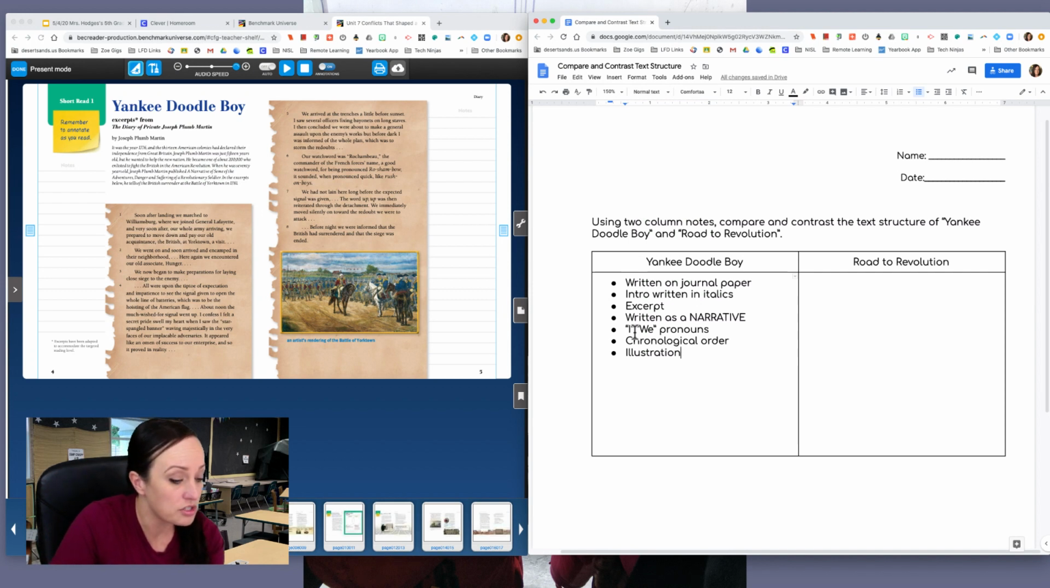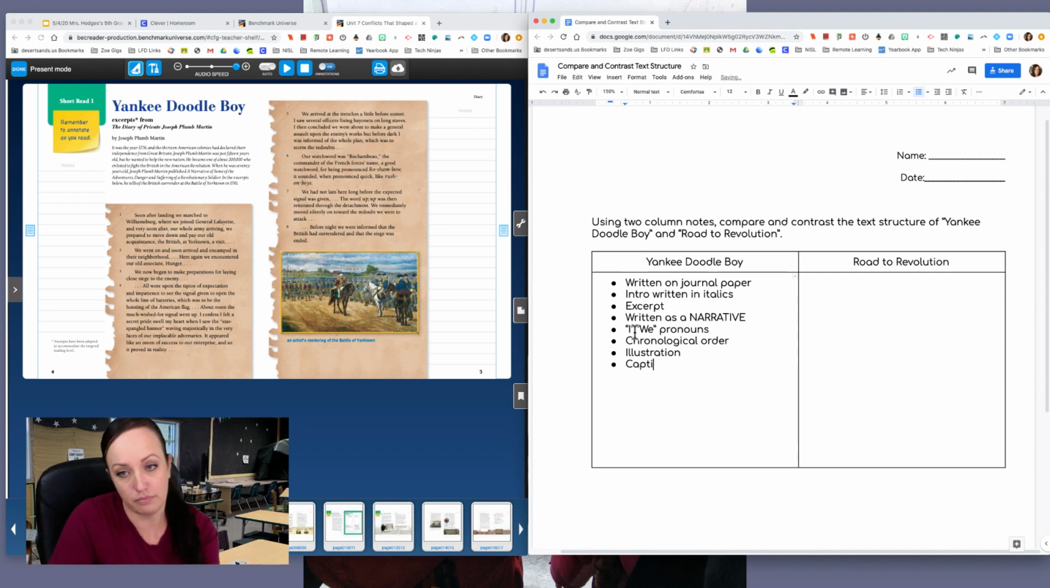And under that illustration, I also see that there is a caption that describes it. This caption says an artist rendering of the Battle of Yorktown. So it's even mentioning that an artist drew it. So illustration, I might even say painting. So it gives us information about it.